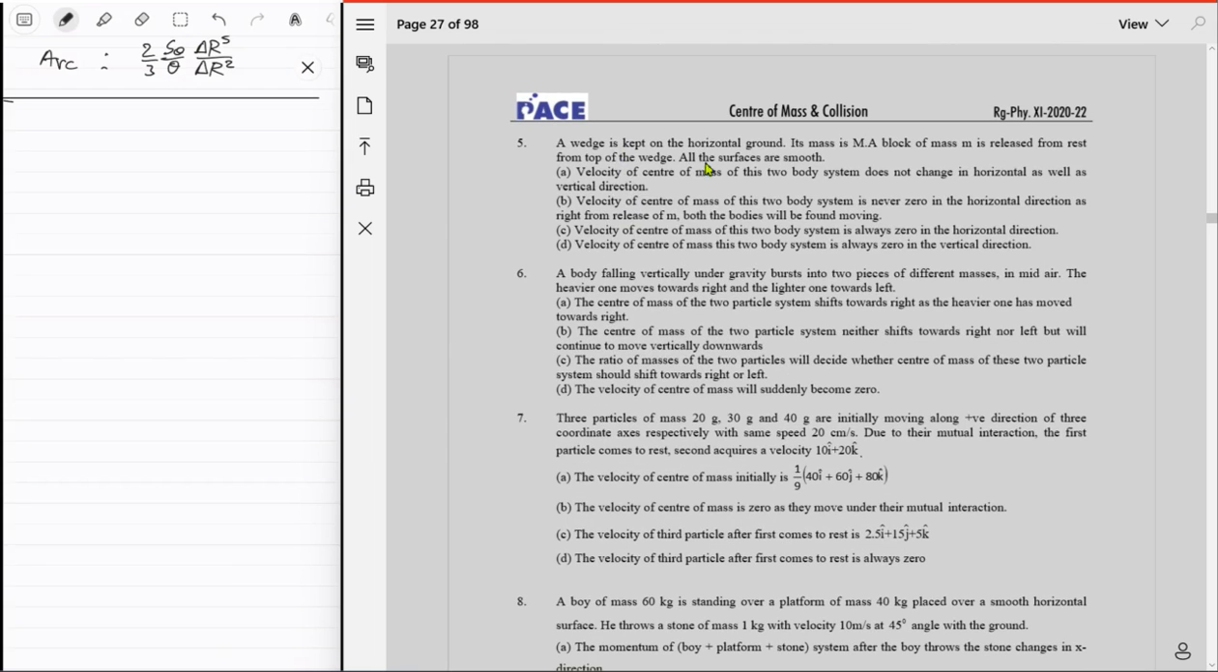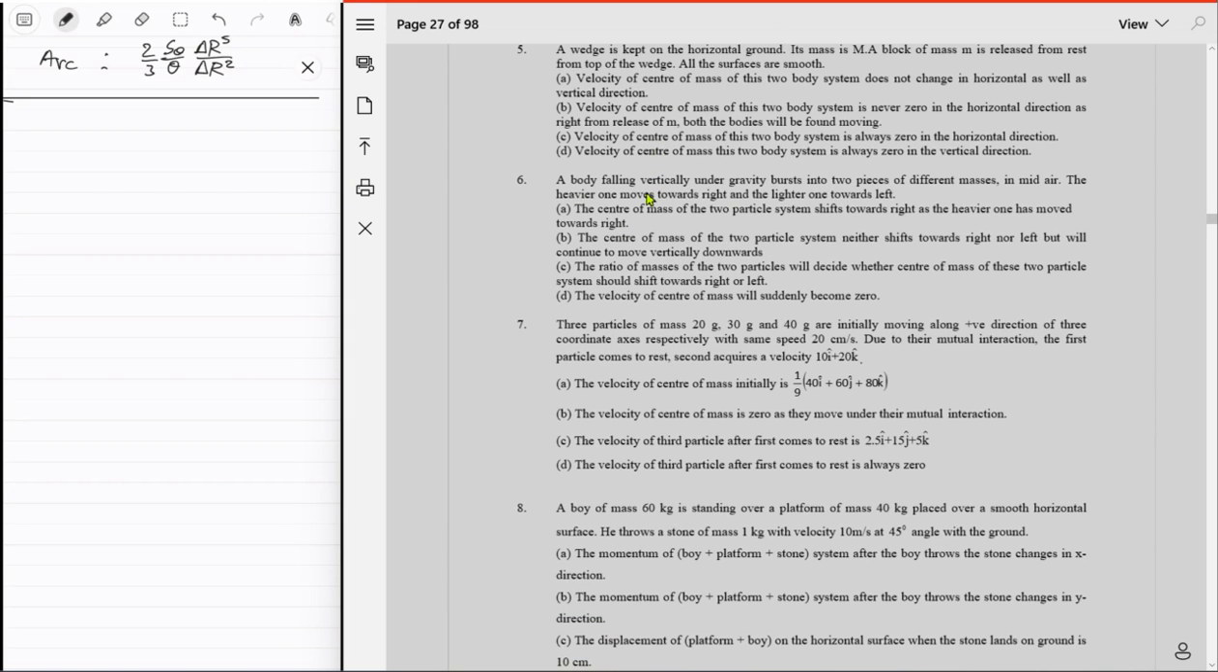I really thought they were actually going to give a whole question about this, like figure out at t equal to what, how much does this move and what not. Okay, a body falling vertically under gravity bursts into two pieces of different masses in midair. The heavier one moved towards the right, the lighter one towards the left. Wait, so it's moving vertically, isn't it? Okay, falling vertically, fine.